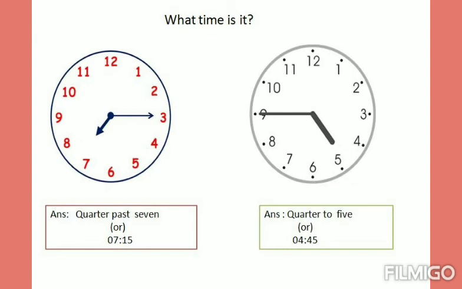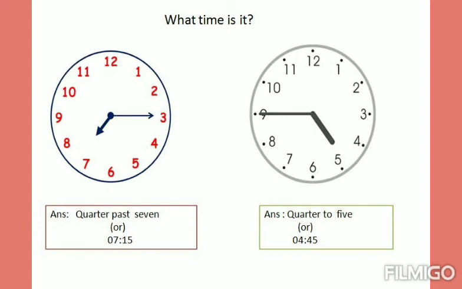So 07:15. You can read the time as 7:15. In 07:15, 7 refers to the hours and 15 refers to the minutes.